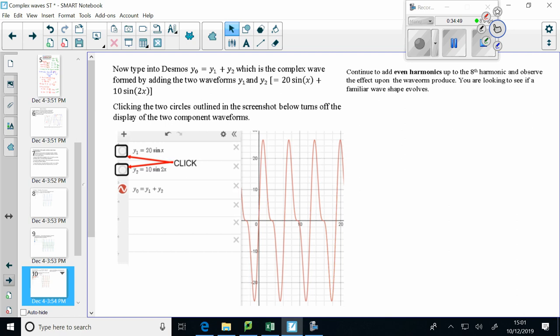The second investigation is similar to the first, except that it's about adding odd harmonics only: the fundamental, third harmonic, fifth harmonic, and so on up to the ninth. Again, look to see whether there's any specific pattern to what's happening to the complex waveform as you add extra harmonics. And lastly, investigate the effect of adding both the odd and the even harmonics from the fundamental up to the ninth harmonic.